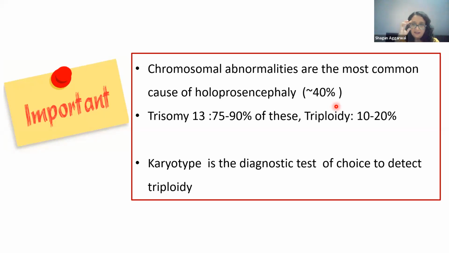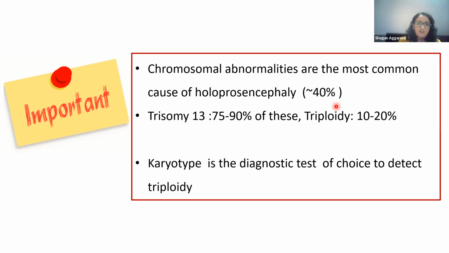So as Dr. Neelam has said, in this particular case, we had triploidy as the cause of the holoprosencephaly in this fetus. In fact, whenever we see holoprosencephaly, the first thing we need to look for is chromosomal abnormalities. Around 40% of fetuses with holoprosencephaly would have a chromosomal abnormality, of which the most common is trisomy 13. But triploidy also can be seen in certain cases, as we found here. And this is picked up on karyotype.